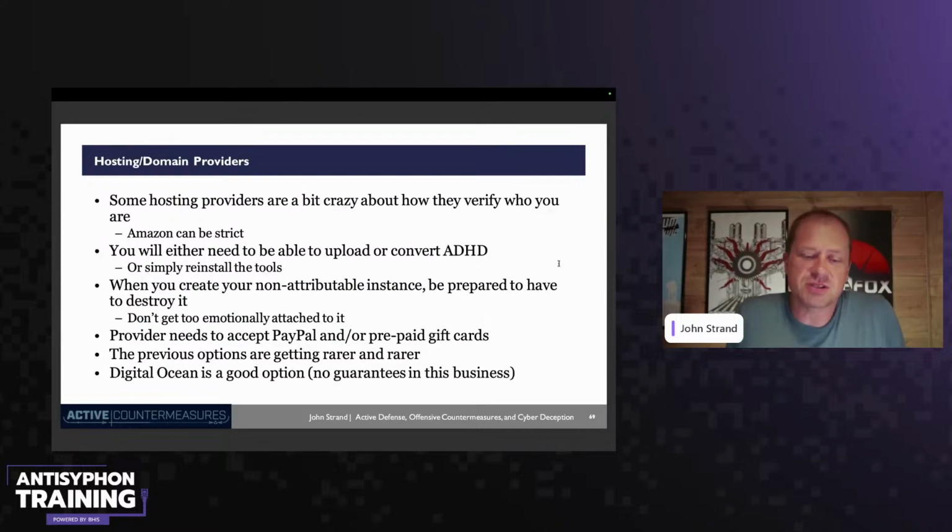Hosting and domain providers, a lot of the hosting providers can get a little bit crazy. Amazon can get really, really strict. Microsoft, if you're trying to set up something through Azure, equally strict. They want your articles of incorporation and DUNS numbers and all kinds of different things. So we still use DigitalOcean.